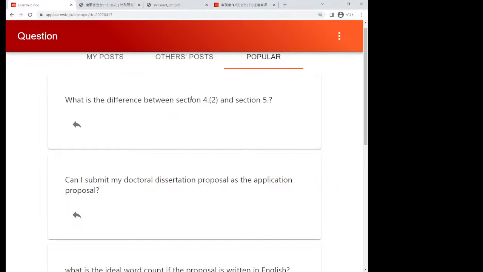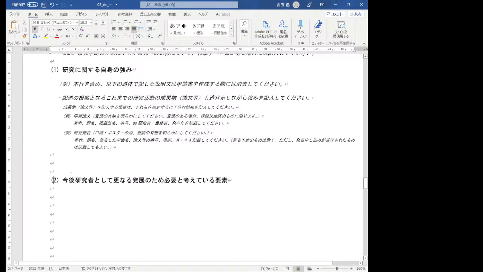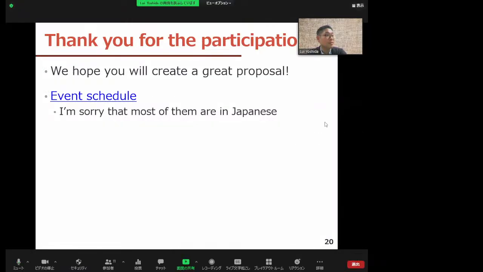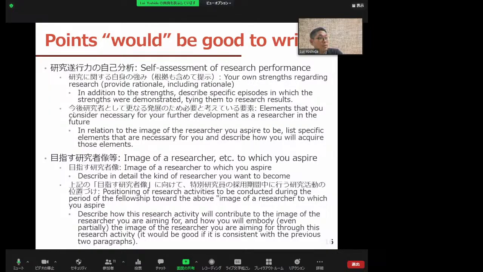What's the difference between section 4.2 and section 5? I will check. So section 4.2 means this, and this is section 5. This is the element that you consider necessary for your further development as a researcher in the future.